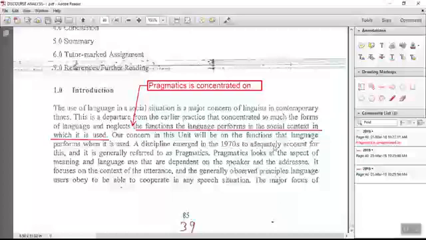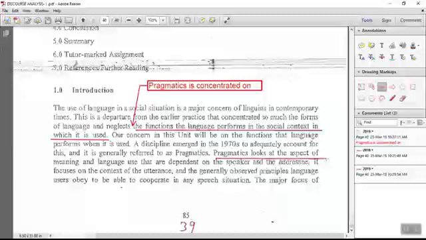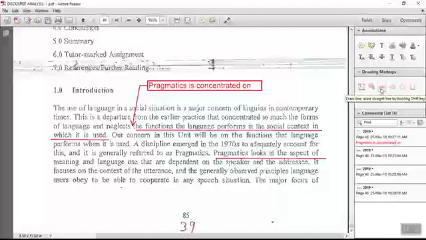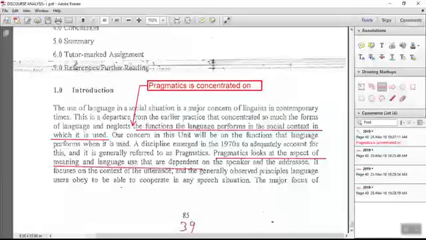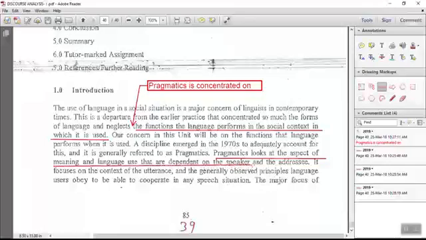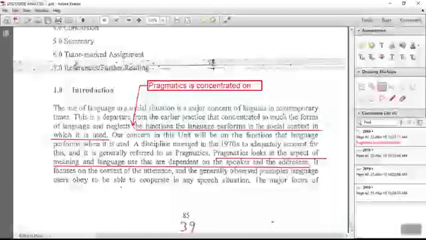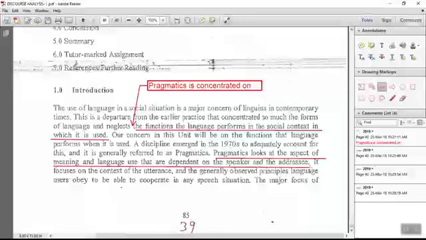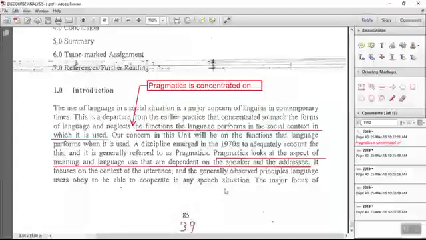Okay, and then to follow, it looks at the aspects of meaning and language use that are dependent on the speaker and the addressee. It focuses on the context of the utterance and the generally observed principles language users obey to be able to cooperate in any speech situation.